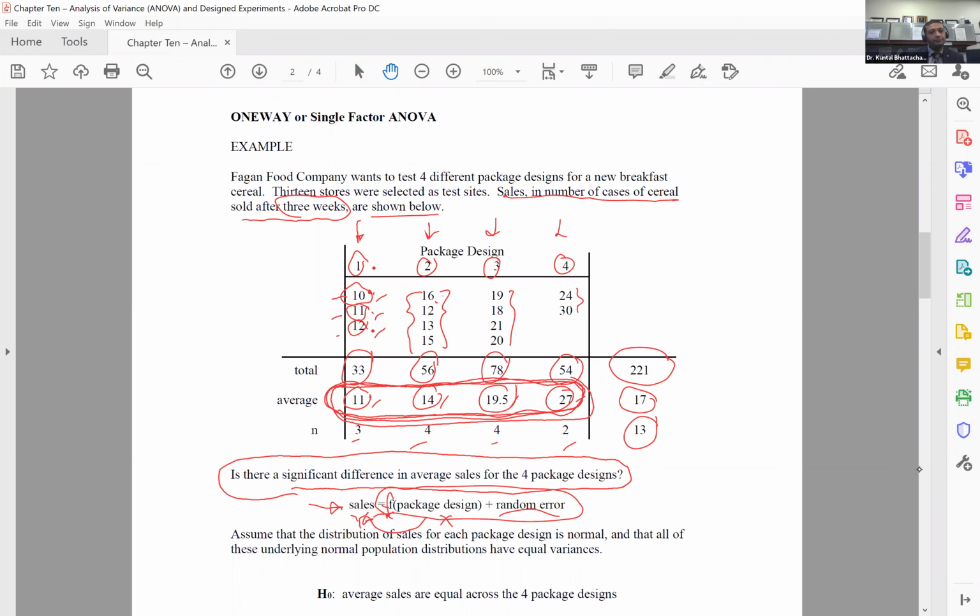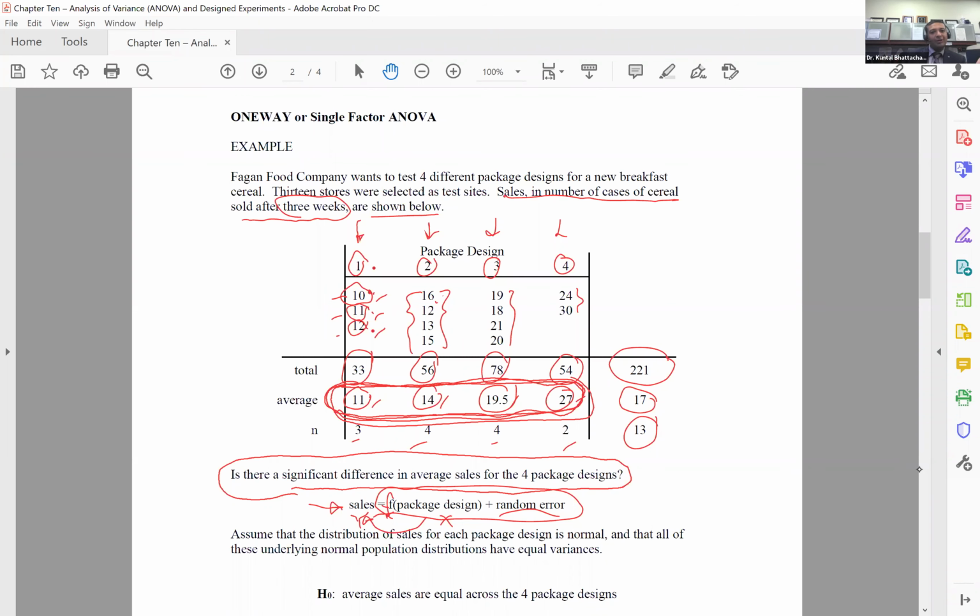It looks like number 4 is a lot higher than the other two. Absolutely. Thanks, Amy. And yes, there is a feel that package design seems to impact sales, but you can't infer. You can't infer, and this goes back to our learning of sampling techniques, right? You can't infer because this is just coming from these 13 stores.